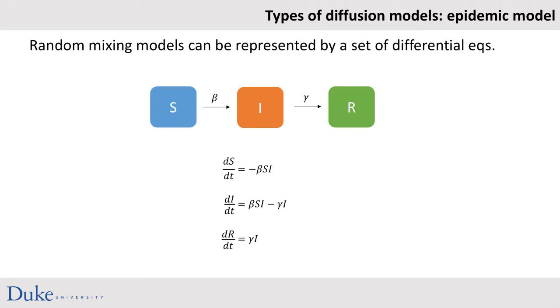You can also add in, so I kept this as simple as I could, but you can also add in demographic changes to the populations of interest. So you could add in, for example, entries and exits into each of these components, essentially a birth rate and a death rate for each of the categories, and you could continue to get solutions for that.